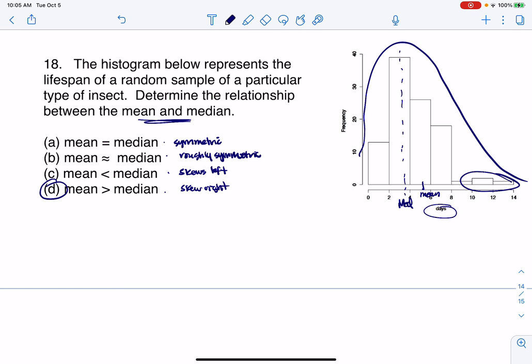And that's what I mean by it's to the right of the median on the number line. It's just a little bit larger.